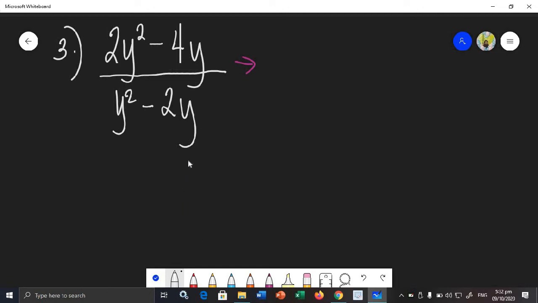Okay? So, una nating ipa-factor yung numerator. So, hanapin natin yung GCF ng dalawang terms. Di ba ganun mag-factor ng polynomial with a common factor? Hahanapin natin yung common factor nila ng dalawang term. So, ano ang common factor ni 2 tsaka ni 4? Or GCF ni 2 tsaka ni 4? The answer is 2. Di ba?